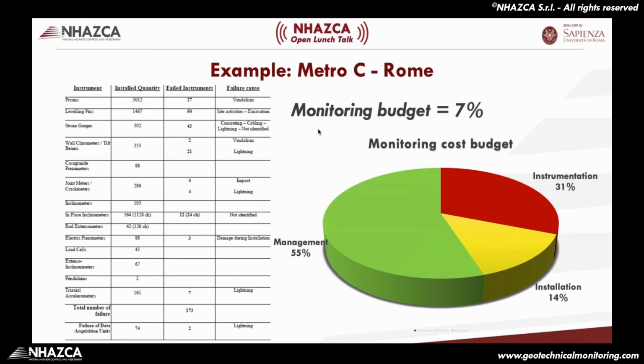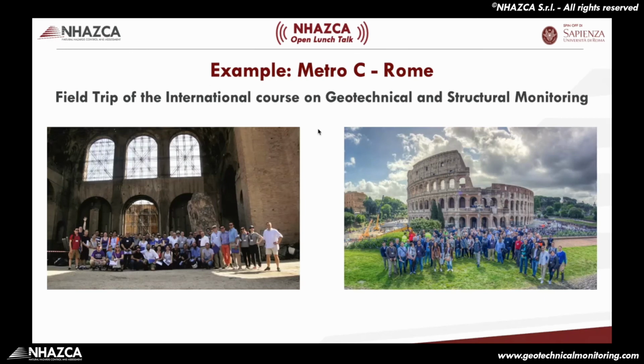There is instrumentation, so the hardware in some way, and a few parts for the software: 31%. Installation is 14%, and management, so monitoring and data management, is more than 50%. Also about this point, we have not a poll, but it would be nice at the end to write some discussion if you want, just to give you an idea of how the budget is spent on monitoring.